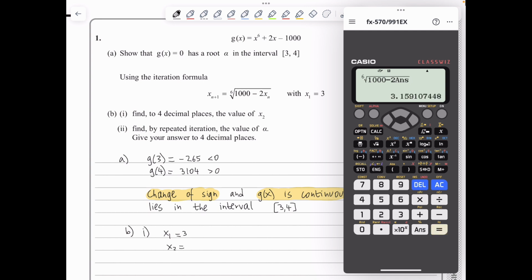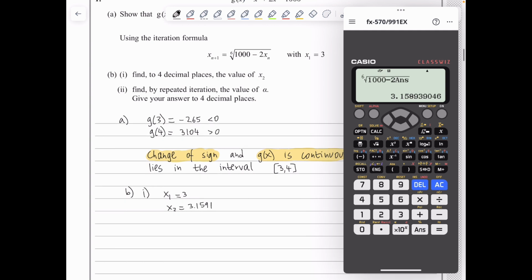We get 3.1591 correct to 4 decimal places, and if I keep pressing the equal sign, we see that the first few decimal places stabilize, and we can easily conclude that the value of the root alpha is equal to 3.1589 correct to 4 decimal places.